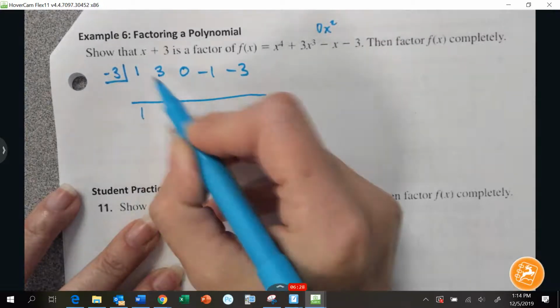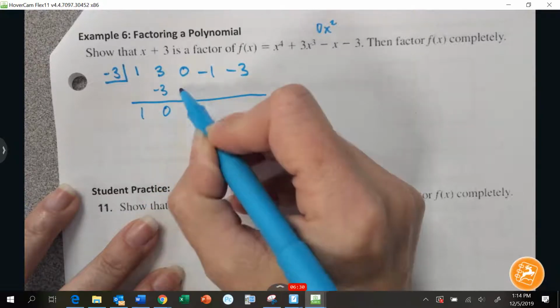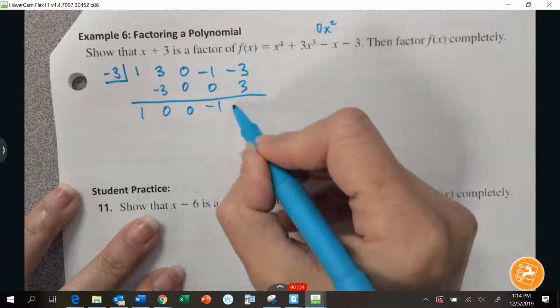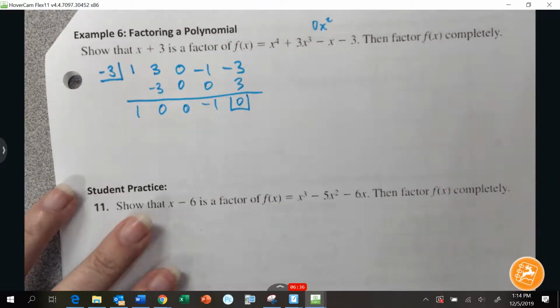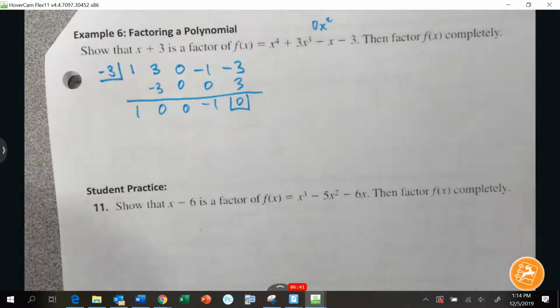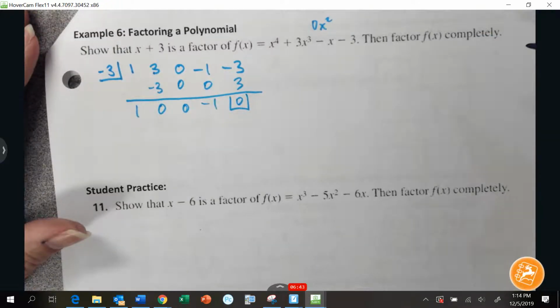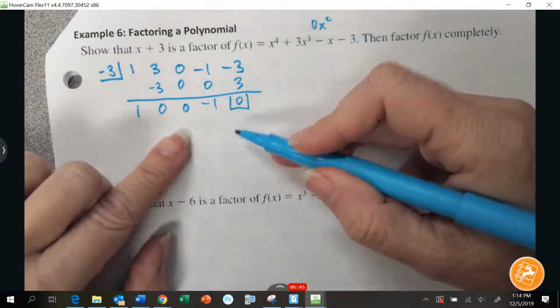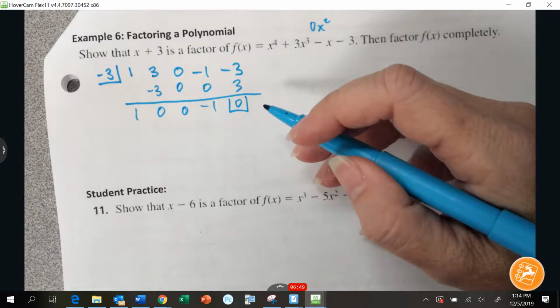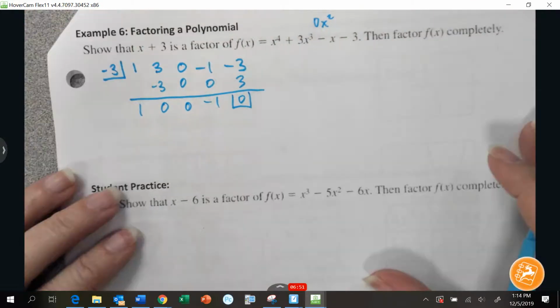So bring down the 1, multiply, add, multiply, add, multiply, add, multiply, add. I got 0. So it is a factor, but then it says we also have to factor it completely. So what I have to do now is rewrite this as the equation with the variables back in it so we can factor what's left over.